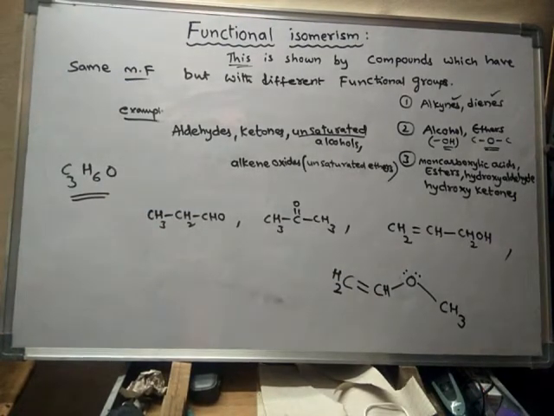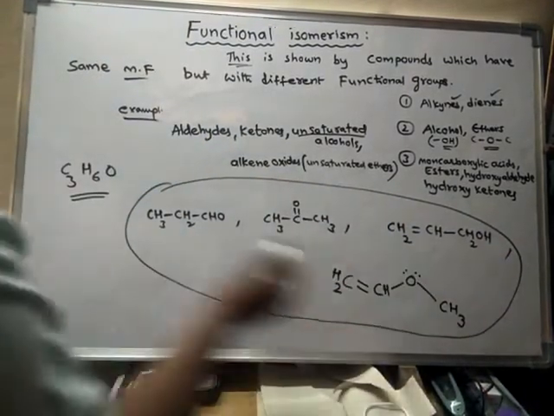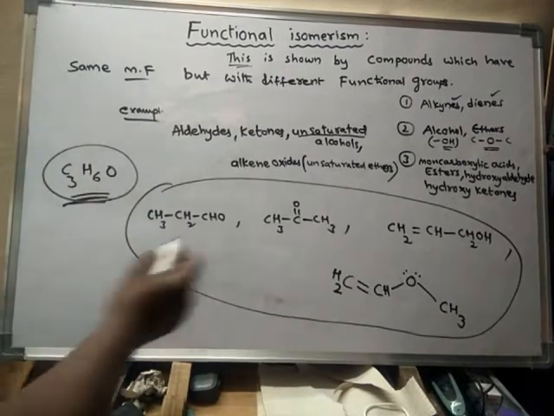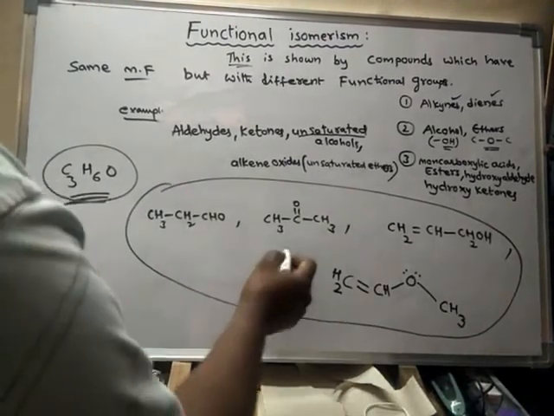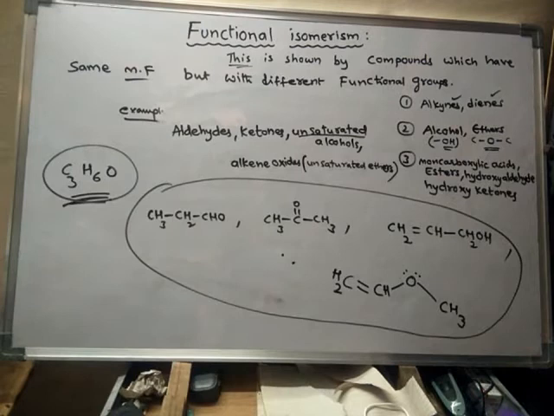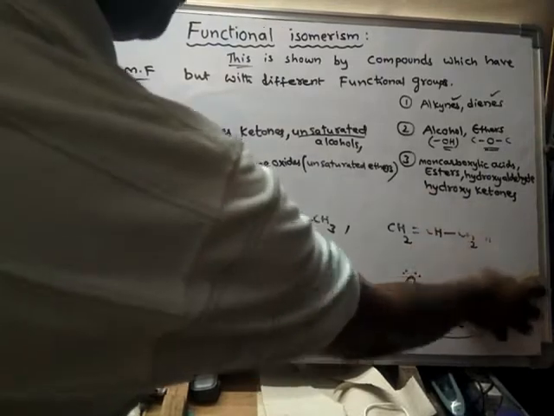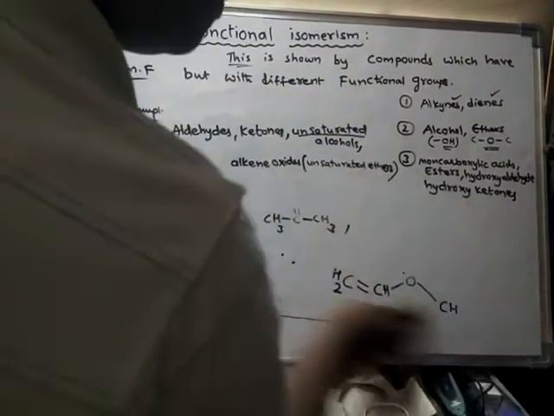Whenever different compounds possess the same molecular formula and differ in their functional groups, then such compounds are said to be functional isomers. And the existence of such different types of compounds with the same molecular formula but different functional groups is said to be functional isomerism. Like this we will learn some more examples. These things you need to remember.